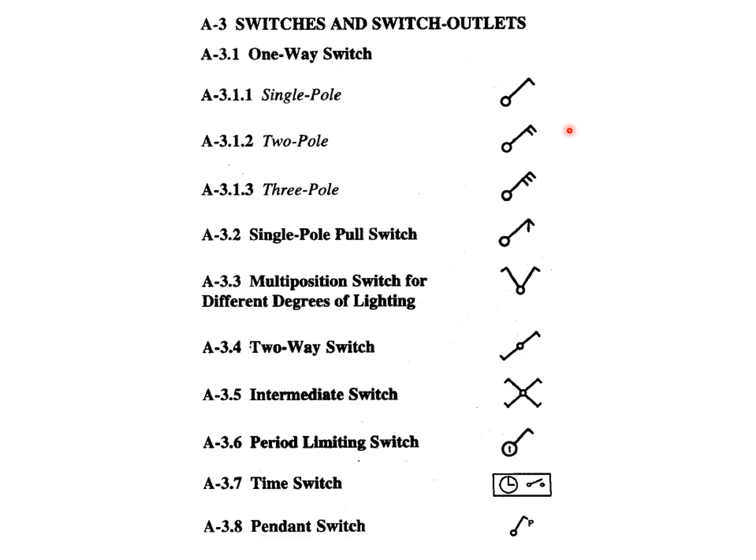The National Electrical Code has suggested certain switches and switch outlets. If it is single pole, it is described like this. If it is a two pole type of switch, there are two lines given in this symbol. Similarly, three pole, three lines are given. Seldom will we be using pendant and time switch, etc.